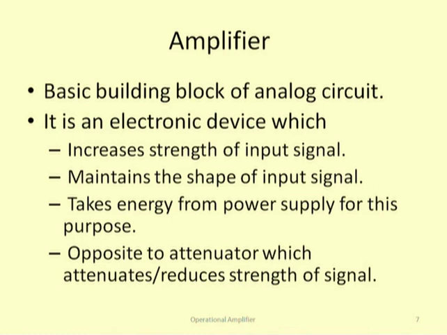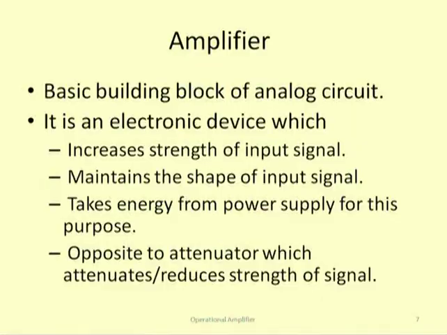There are various kinds of analog circuits. Amplifier is one of the analog circuits. It's basically an electronic device which increases the strength of the input signal. If you look at the word amplifier, its meaning itself is the amplification of a signal. So an amplifier, actually, amplifies the strength of the input signal.